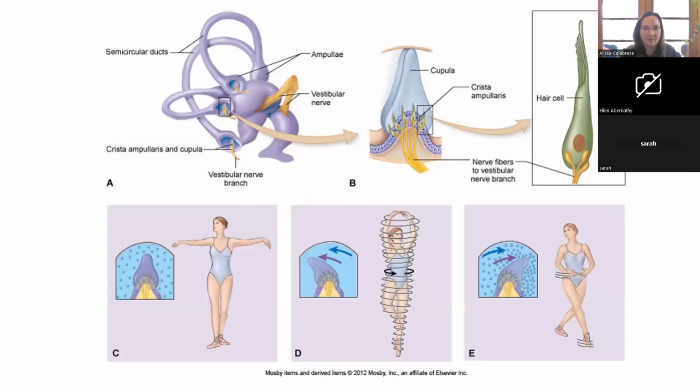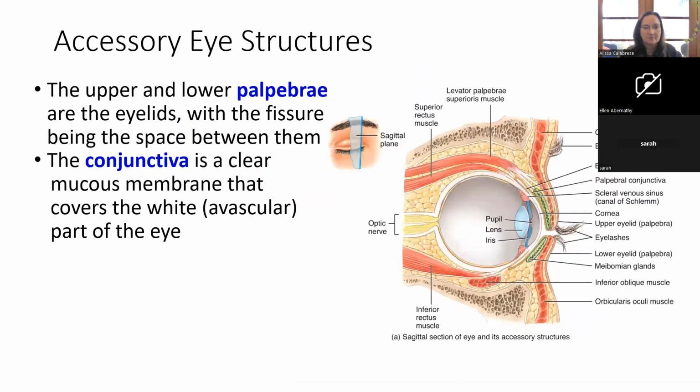So there's another view of that. So again, you've got 3 of these semicircular canals, which is why you can control your balance in all 3 dimensions, back and forth, side to side, up and down. All right, so that's sense of equilibrium. We'll move on to a sense of sight or vision.